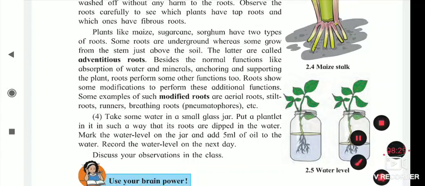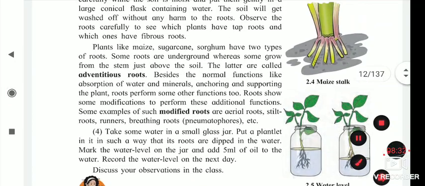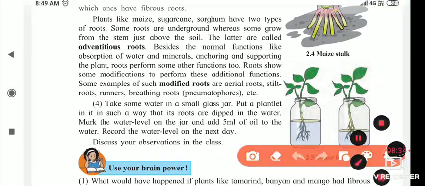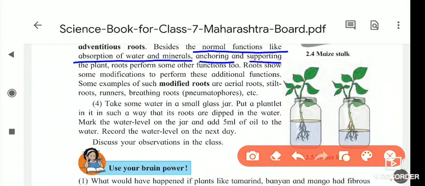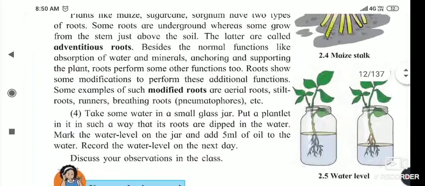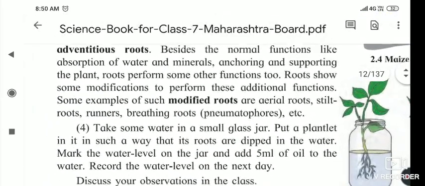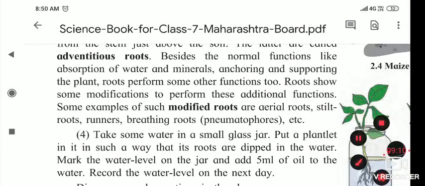Here they told you, besides normal functions like absorption of water and minerals, anchoring and supporting the plant, roots perform some more functions, and those roots that perform them are called modified roots. So these are the functions: first to absorb water and minerals, then anchoring and supporting the plant, and with these, modified roots also perform some additional functions. That also you have to write for this question.